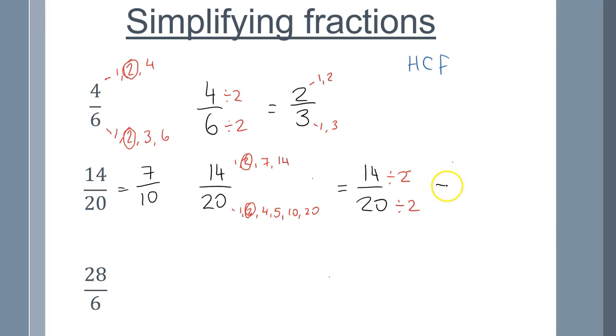And that simplifies our fraction to 7 over 10. All right, this last one here, you can see it's an improper fraction, which means that the numerator is bigger than the denominator. But we simplify them just the same. I would not recommend you change them into mixed numbers because once they're in mixed numbers, they're a bit of a pain to mess around with.